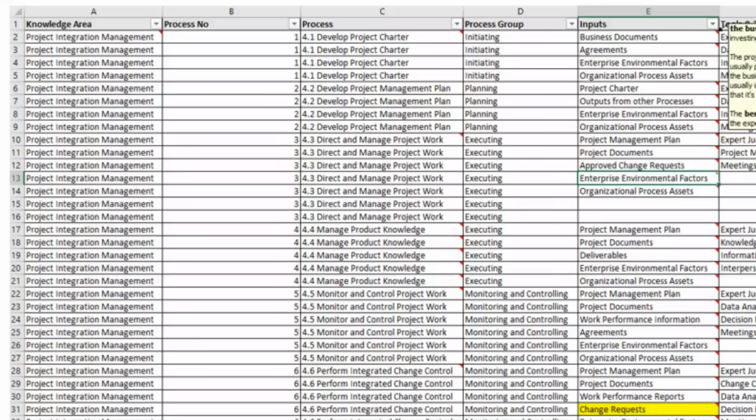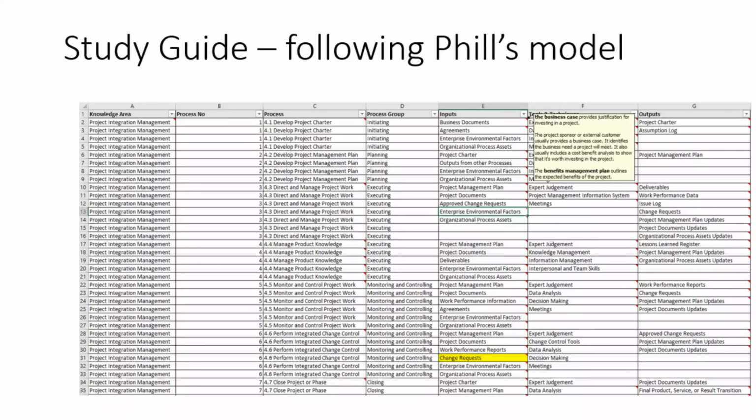And I'd like to recommend to anyone else, if you feel that the material isn't sticking, it's not gelling enough, maybe this is what you need to do. Maybe you need to go this far. Basically he says he created a study guide following my model, because I comb through everything. As I'm combing through the inputs, tools, techniques, outputs, processes, knowledge areas, process groups, he's taking notes and doing this to kick the tires, which I felt was a phenomenal effort on his part.